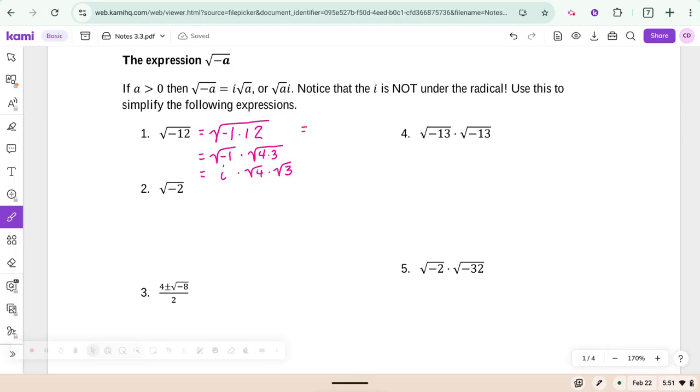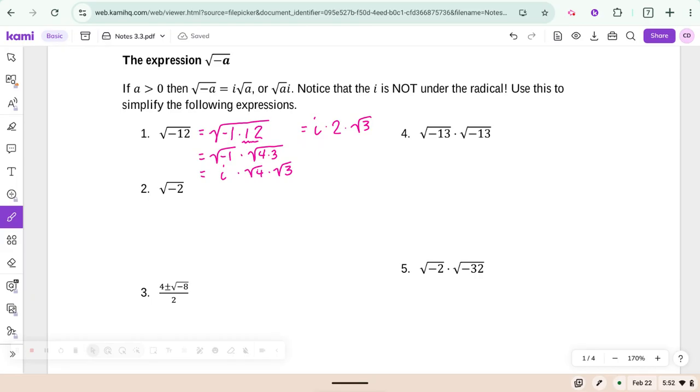So I'll come up here to finish this problem. I have i. Of course, the square root of 4 is 2, and then I have the square root of 3. So remember, anytime you have a number under the radical and a square number divides evenly into that number, you will want to simplify the radical.